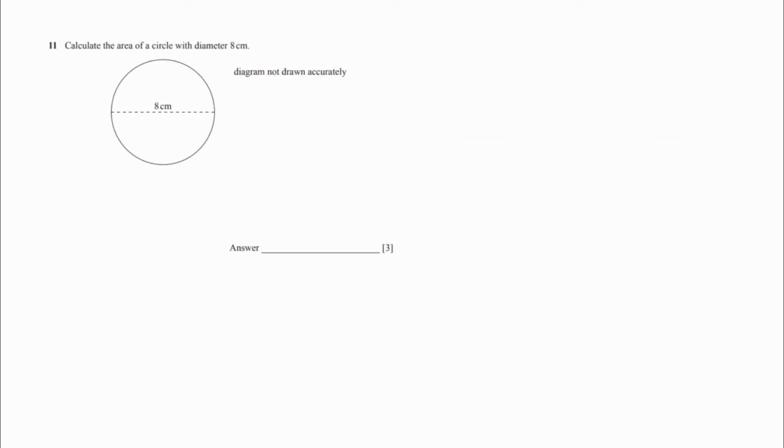Okay, if we go to the next question. Calculate the area of a circle with diameter 8 centimeters. So the area of a circle is pi r squared. Because we have a diameter, we need to find the radius. So r equals diameter divided by 2. The radius is half the diameter. So 8 divided by 2 would be 4 centimeters. That's the radius. So this would be pi times 4 squared.